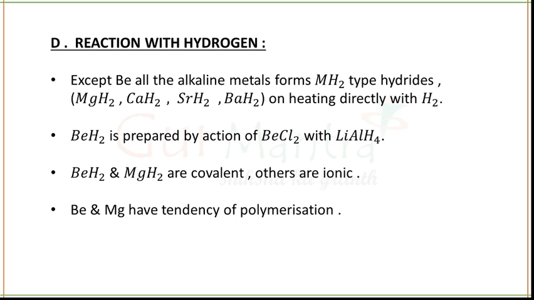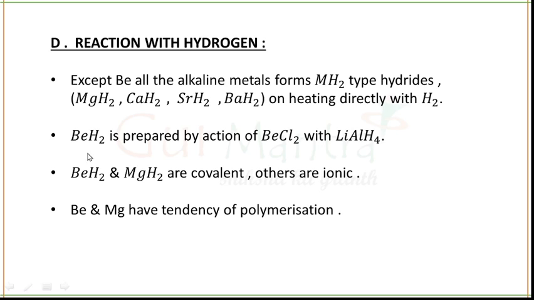Next is reaction with hydrogen. Except beryllium, all the alkaline earth metals form MH2 type hydrides. For example, MgH2, CaH2, SrH2 and BaH2. When you heat these MH2 type hydrides of group 2, you will directly get H2 gas.